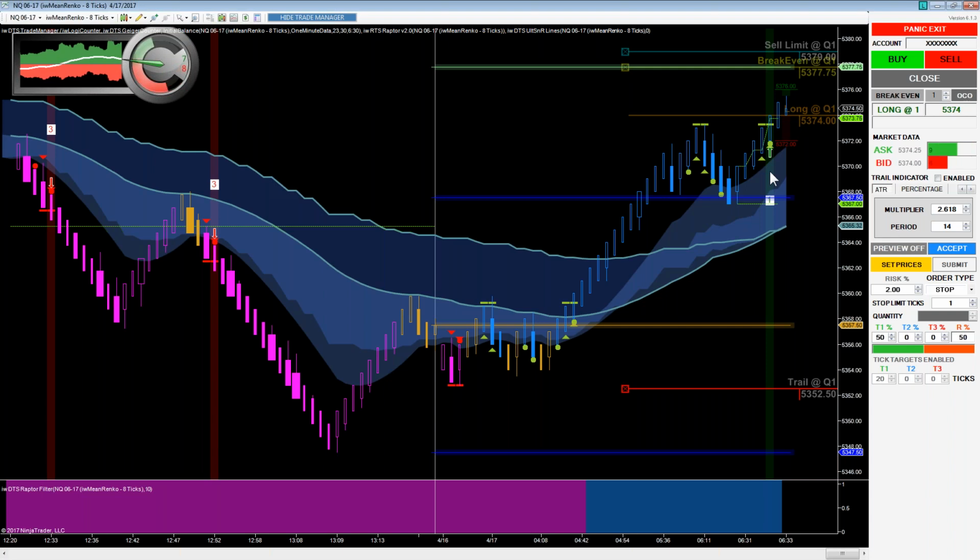The only downside here is that it's relatively early in the session, only a few minutes into the day. And I've got to run a relatively deep stop in order to make this trade work, at least to start.